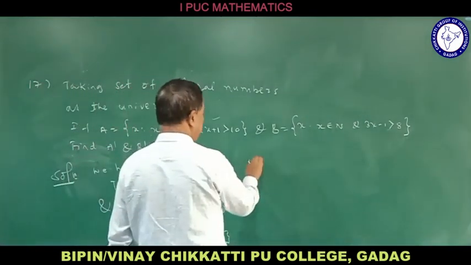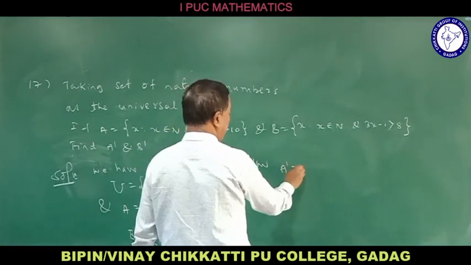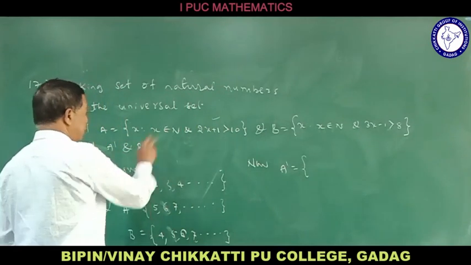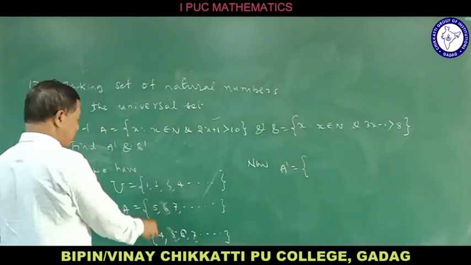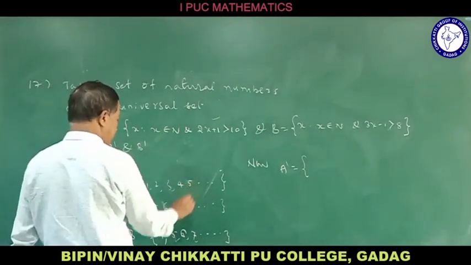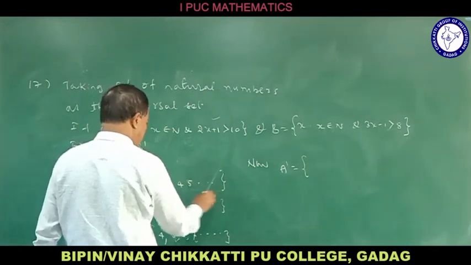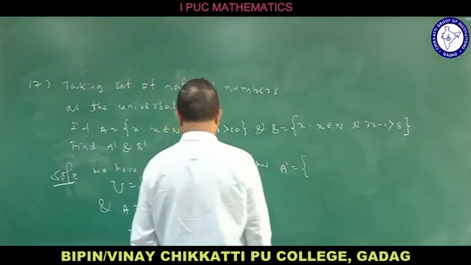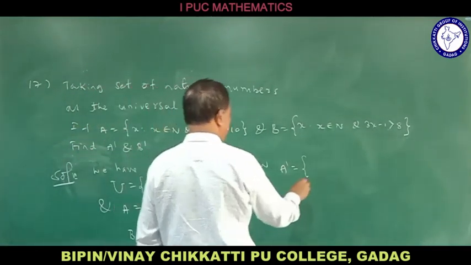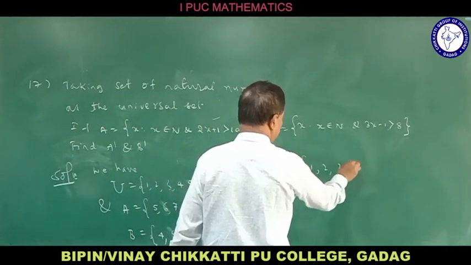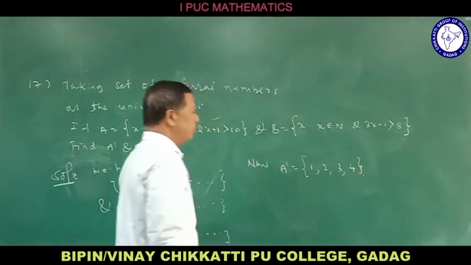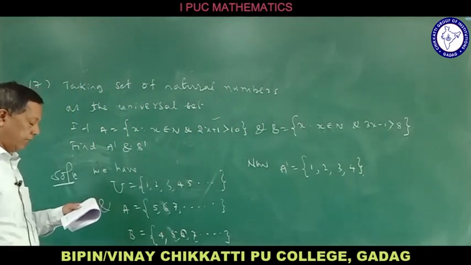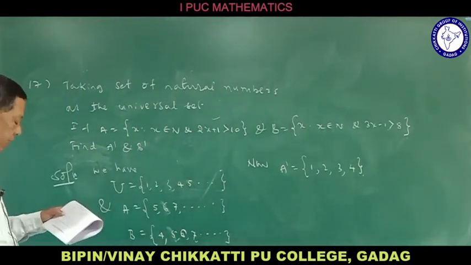Now the question is complement of A. You have to write the universal set excluding these numbers. Universal set means here, so the universal set is like this. Excluding these, what are the elements that remain here? That is 1, 2, 3, 4, excluding 5 onwards. So A complement is 1, 2, 3, 4. I hope you understood it. All the elements which are not in A, that we have to take under the complementation, and that should be written.